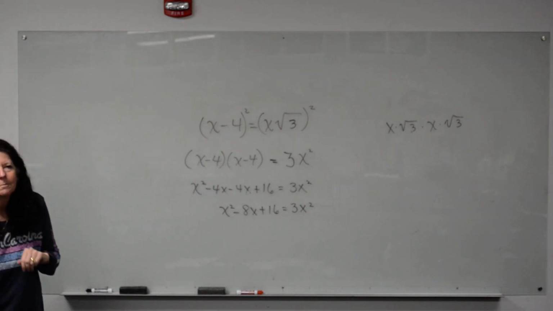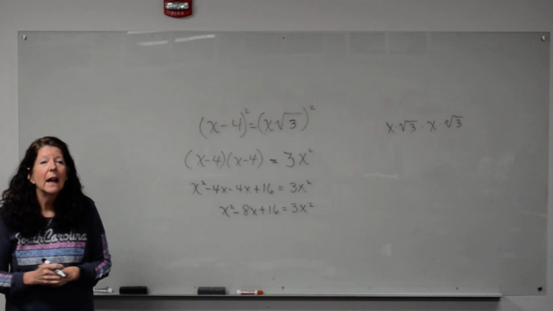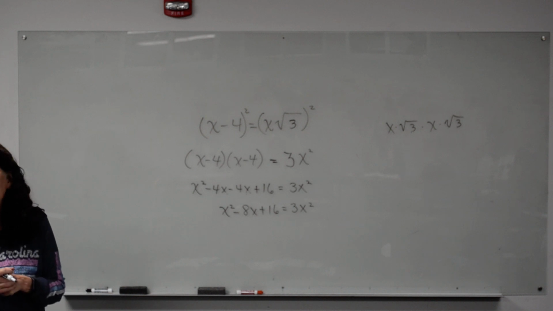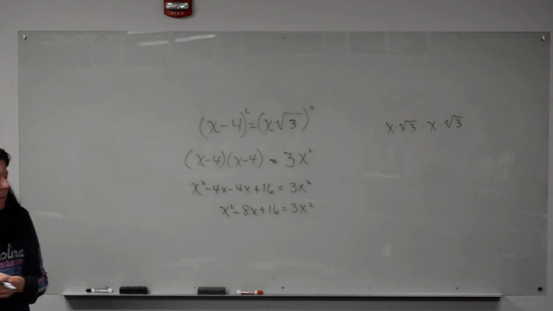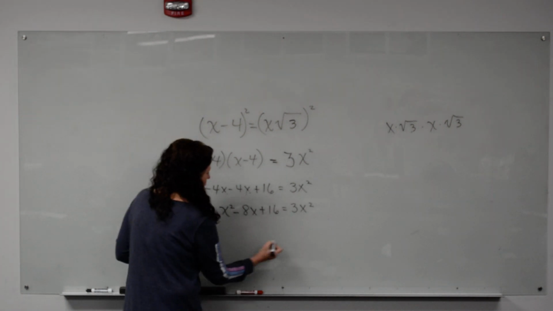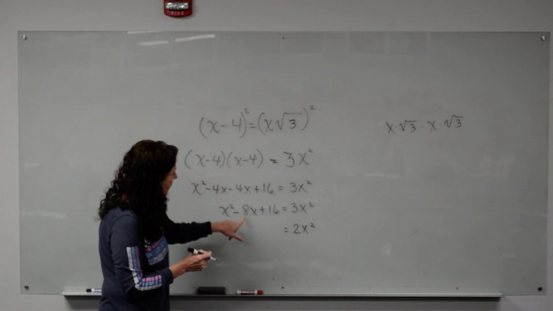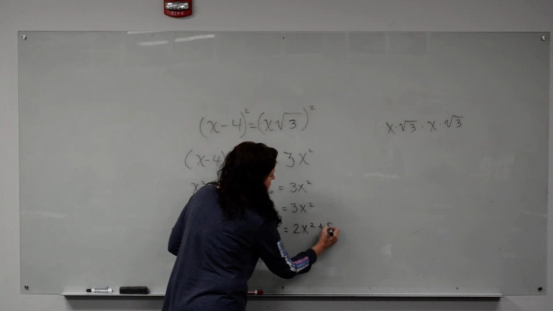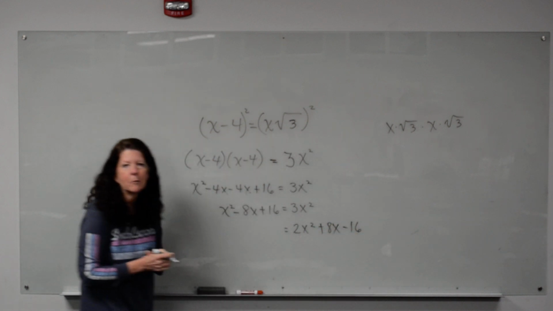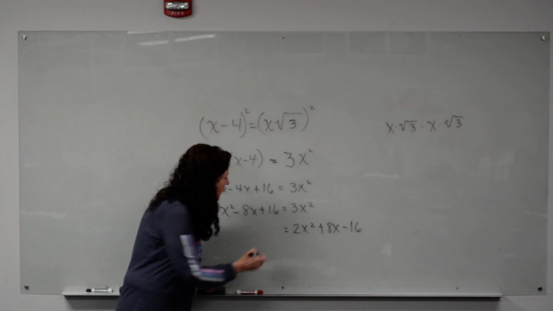You with me so far? Okay. Because I have squares, I want to get everything on one side. Anytime I see an x squared, that's what I'm going to do. So I'm going to subtract that, and I'm going to get a 2x squared, right? I'm going to add the 8x, and I'm going to subtract the 16. Everybody with me? I just moved everything over to one side. That's all I did. Can I factor anything out?